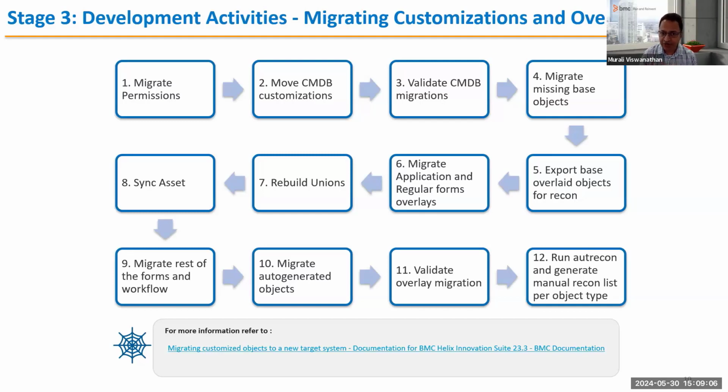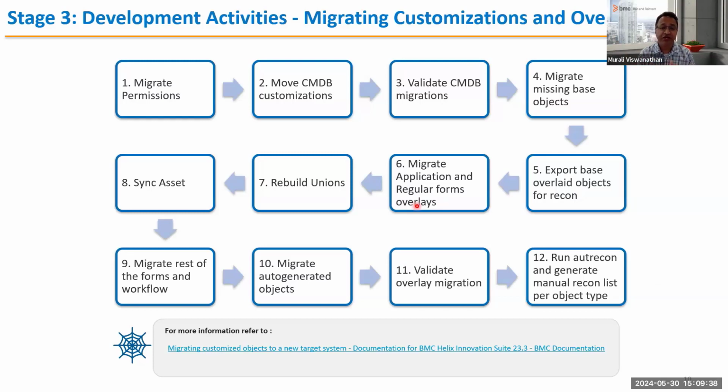And then step 3 validates it. Step 4 is a corner case, but we have seen that in some cases customers will be missing some base objects which are needed. So step 4 is for that. If any base object is missing on the target, it'll bring it. But again, it's not a common case. Step 5 is to support the auto reconciliation, for which we need to have the files, the definition files and whatnot. So that's what step 5 does. It exports all your base overlay objects for the auto recon purposes.